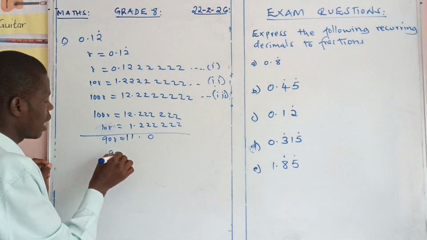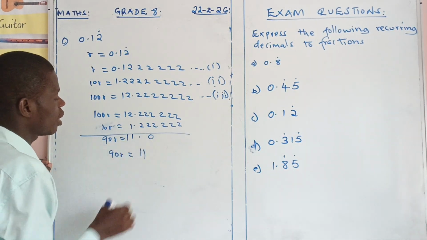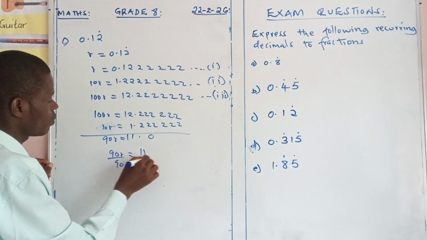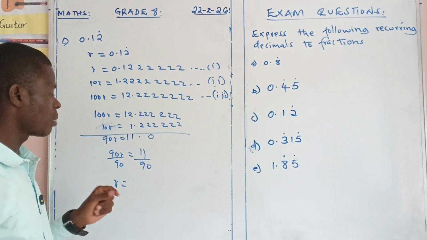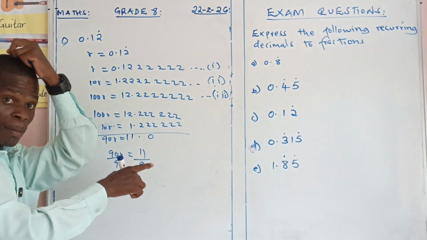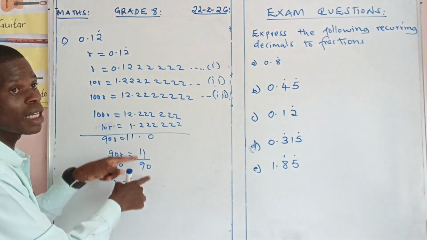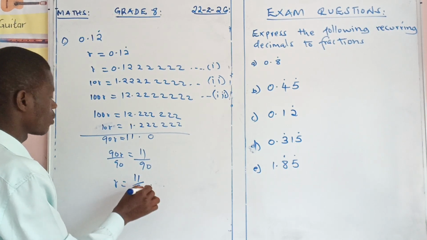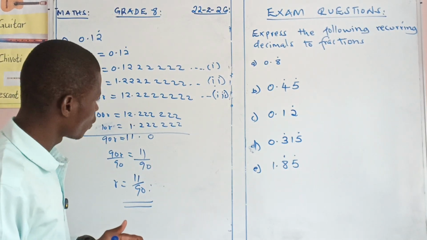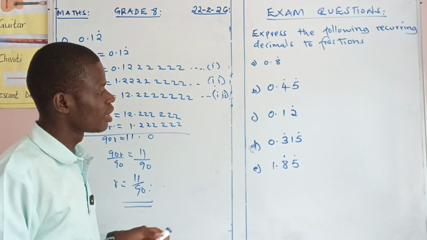So we have 90R is equal to 11, so R is 11 divided by 90. R alone, this is the fraction I'm searching for. 11 is a prime number, so I cannot find a number that simplifies this further. So it will be 11 over 90. Very simple. So that's my fraction.